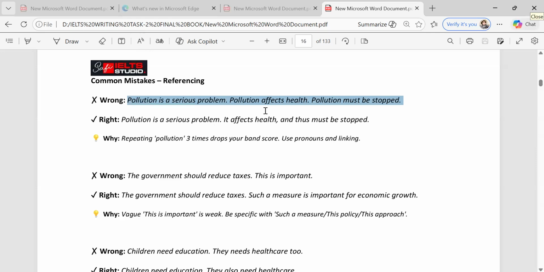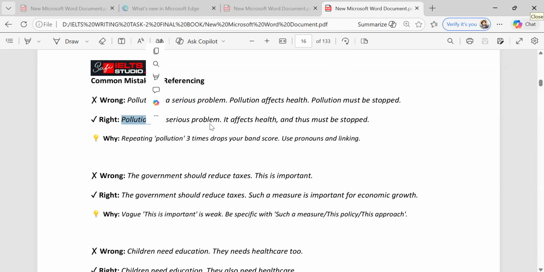And this is what the examiner doesn't like, because there's no linker. We haven't linked anything. And one thing more, there is no proper glue. Another point is I have repeated pollution how many times? 3 times. Pollution, pollution, pollution. And this is why you always achieve band 5, not more than band 5. Achieving a high band means what?